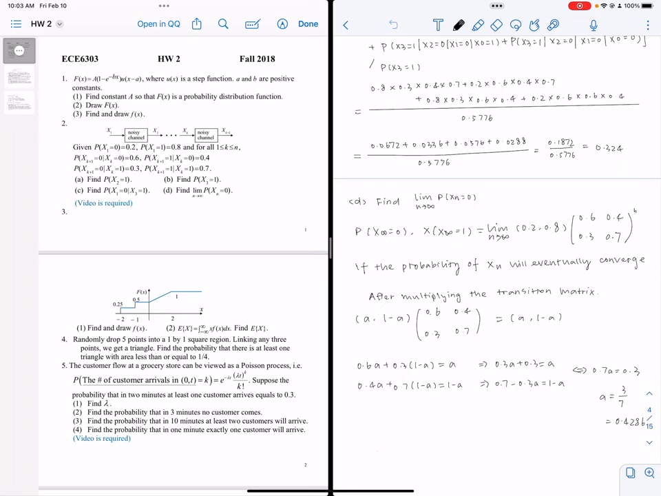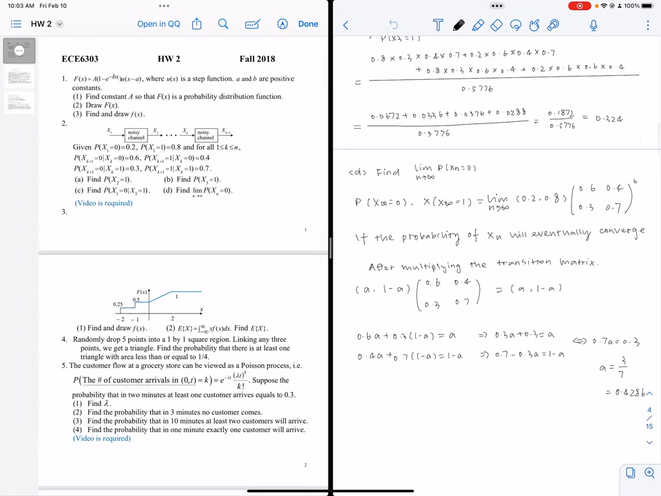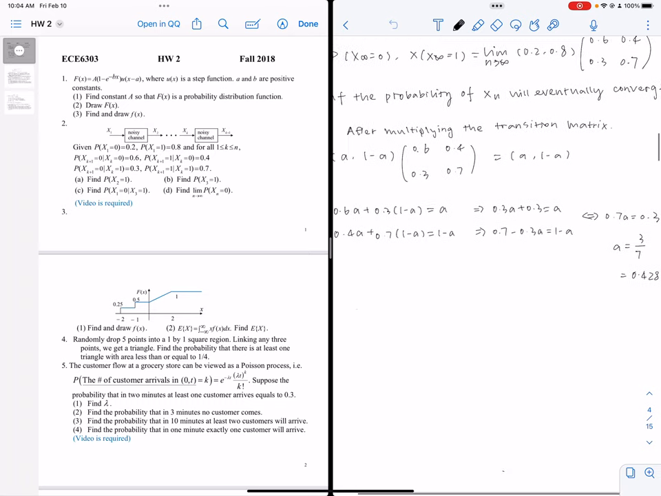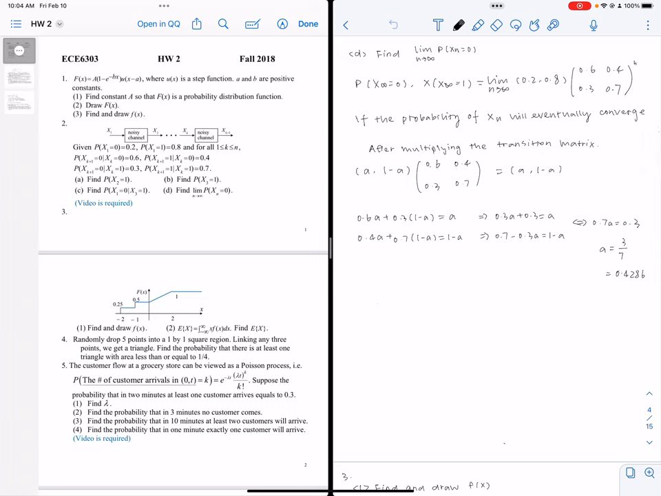If there is a value that it will converge to, then after multiplying by the transition matrix, we have (a, 1 minus a) times this matrix, and it will give us the same value (a, 1 minus a), because this will be the limit. This will be the convergence. By doing a little math, we find that a equals 3 over 7, which is roughly 0.4286.